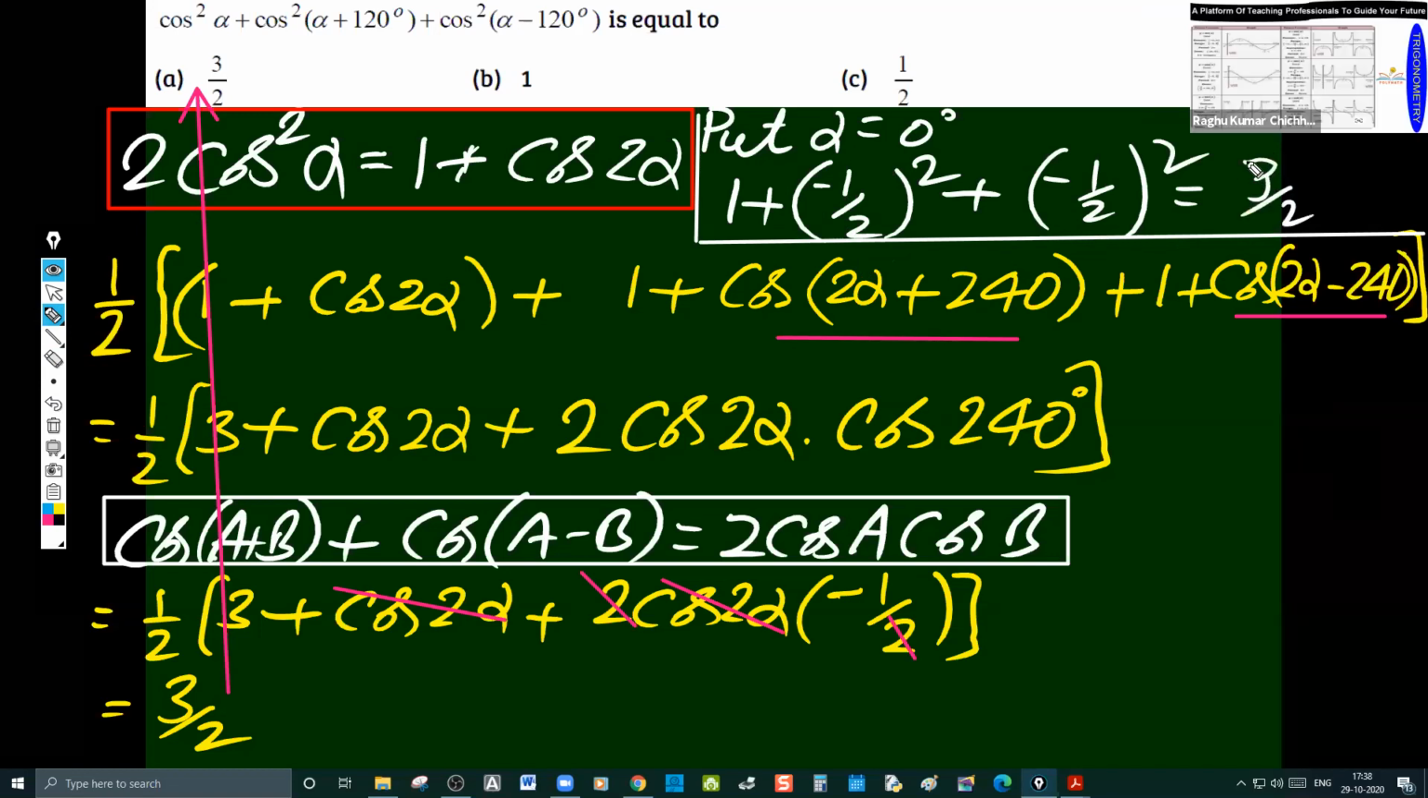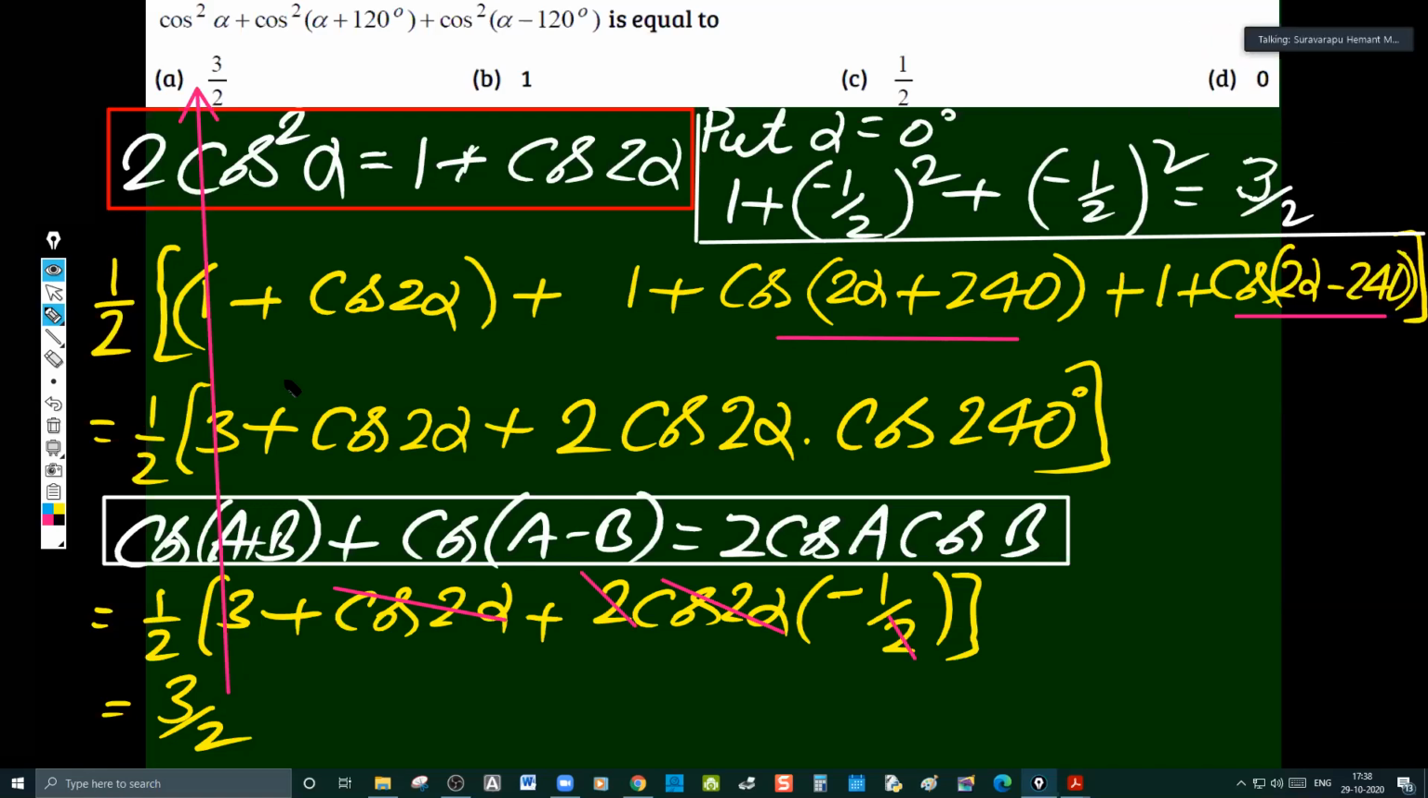Within one step, we solved it. That's it. This is the method. That is the cross verification. You can apply this in the objectives, but when you are solving a subjective question, you must follow this. Hope you understand that. Yes, sir.